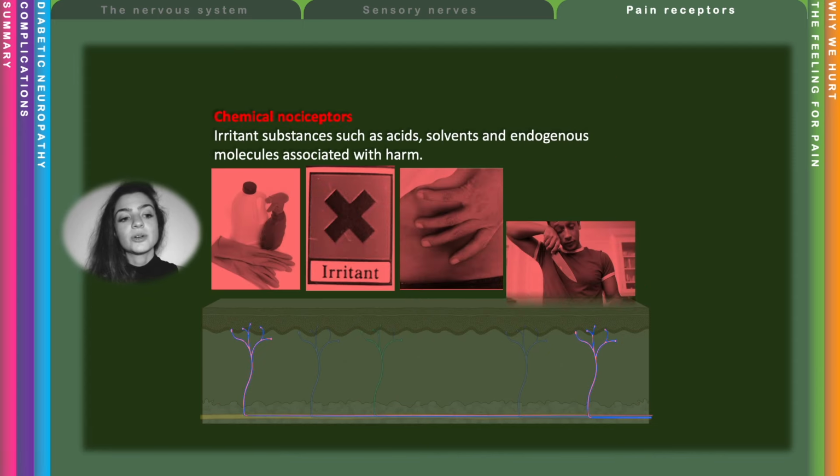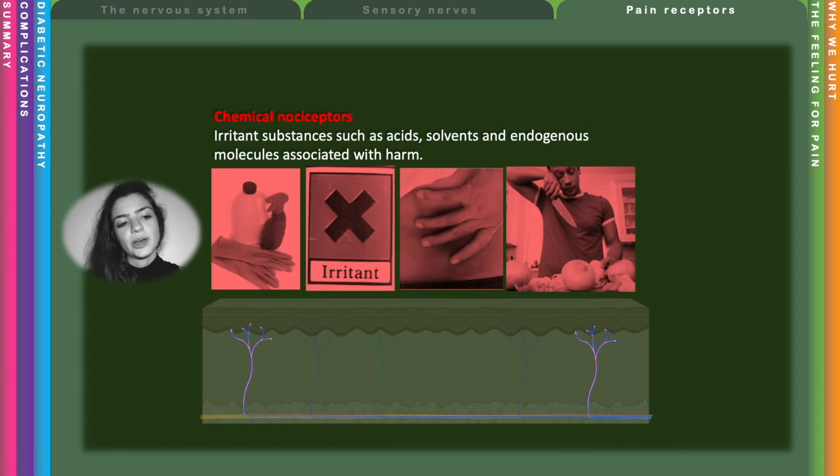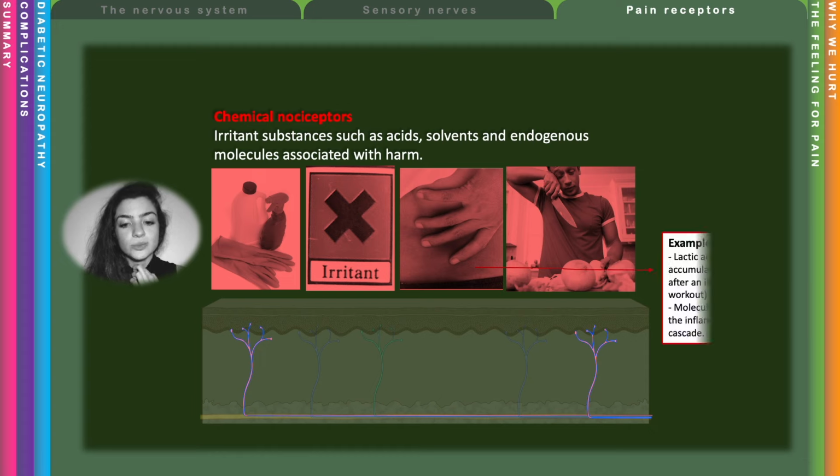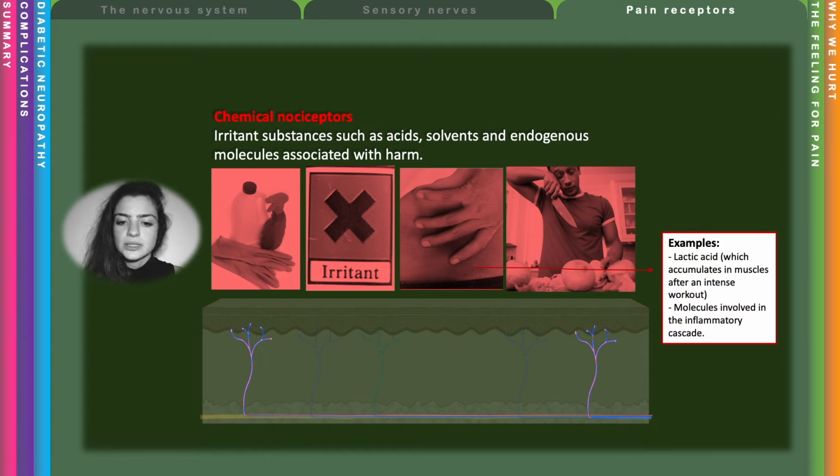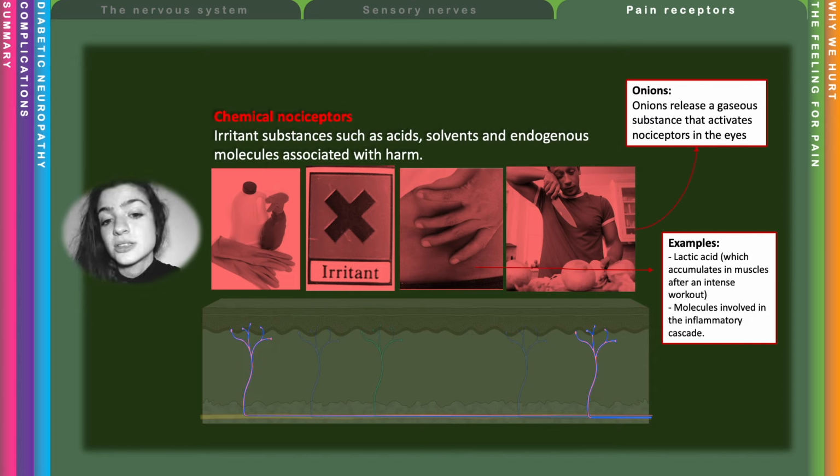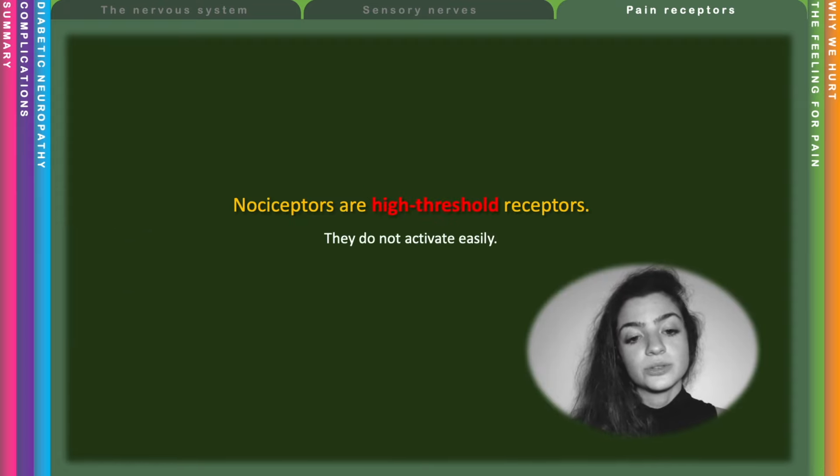Then we also have chemical nociceptors, which will be activated by irritant substances such as acids, solvents, and endogenous molecules associated with harm. Endogenous molecules, for example, they will sense lactic acid, which accumulates in the body after an intensive workout, and also things like molecules involved in inflammatory cascades. And in onions, we have gaseous substances that activate these nociceptors in the eye, so that's why they make you cry.